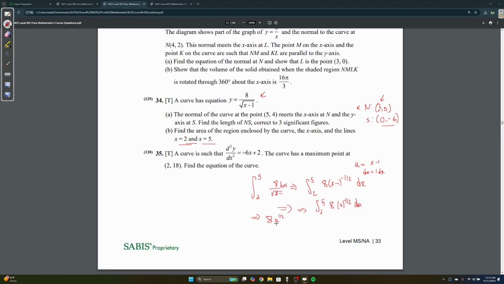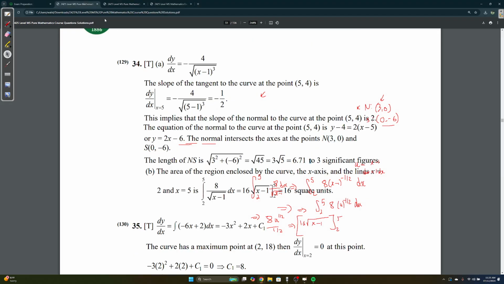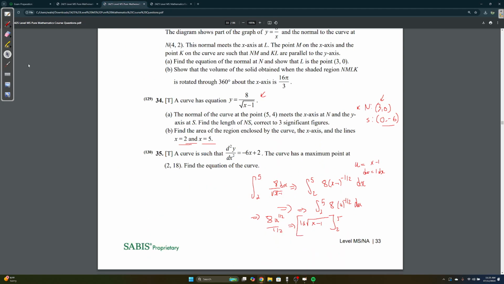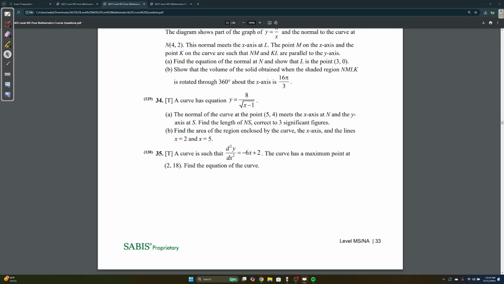You add 1 to the power, half divided by half, you're going to get 16 radical u, and we know u is x minus 1, so x minus 1 from 2 to 5. Okay, let's just put it fast. I'll just show you the from 2 to 5, right? Yeah, and you get 16. Let's see. I'm not going to solve it, you solve it yourself.